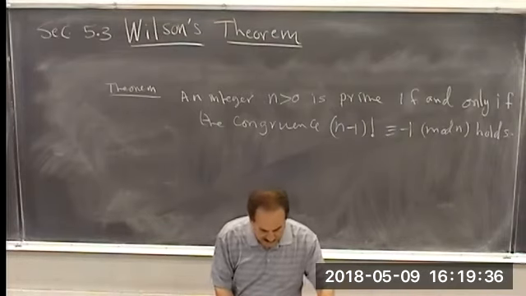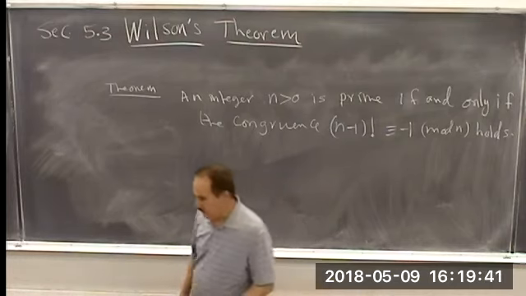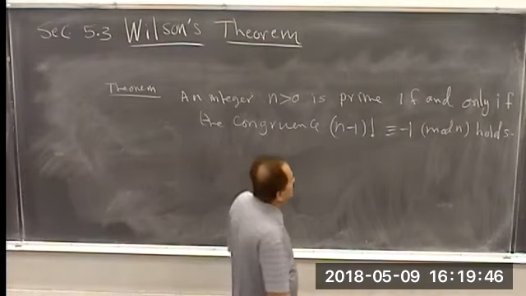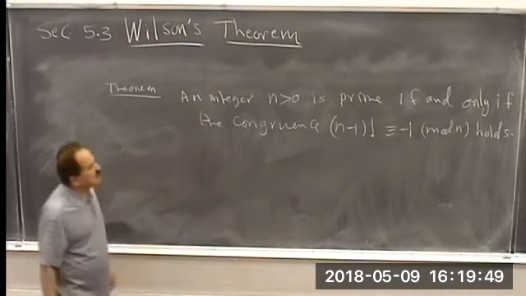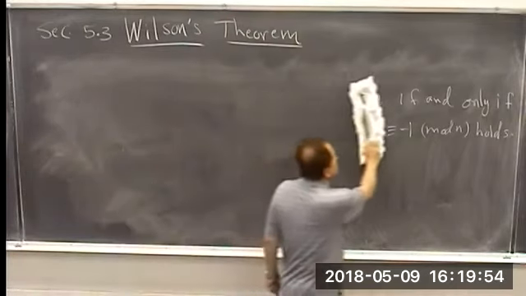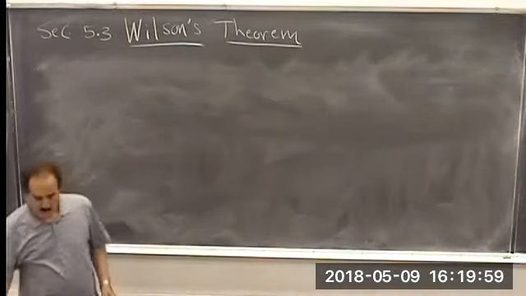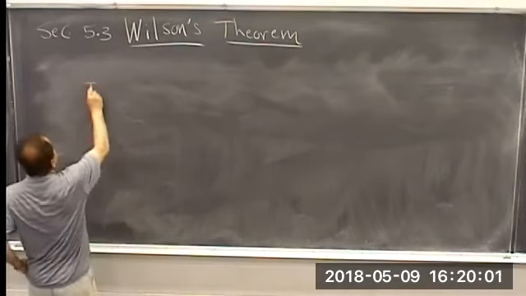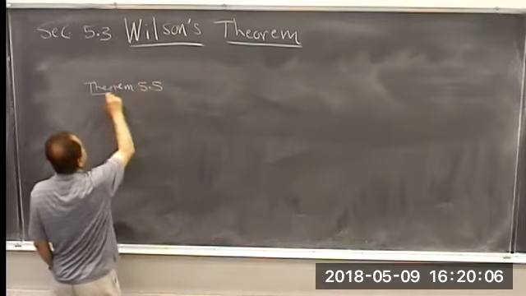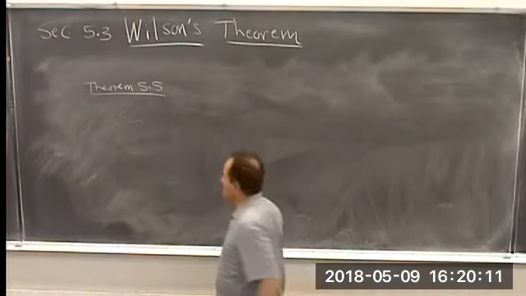All right. We look at one application of Wilson's theorem, to give a necessary and sufficient condition for a congruence equation to have a solution. So this is theorem 5.5. All right, and it reads like this. Let p be a prime.